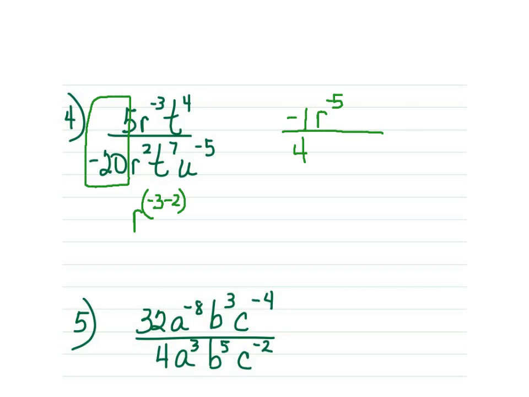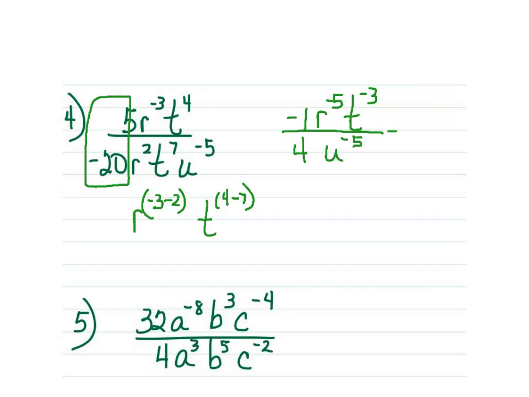Okay, now let's divide the t's. T to the 4th divided by t to the 7th would be t to the 4 minus 7. 4 minus 7 is negative 3, so it would be t to the negative 3. And then u to the negative 5 is on the bottom, in the denominator.